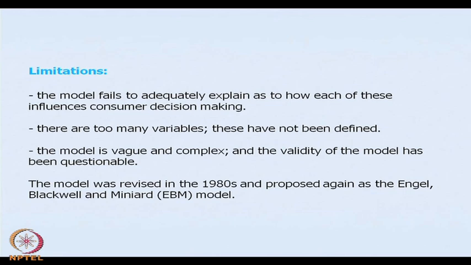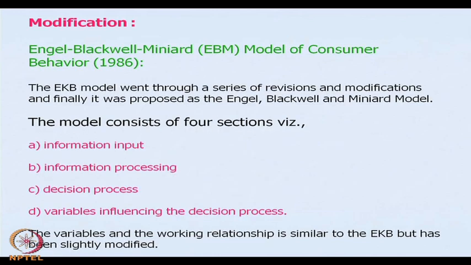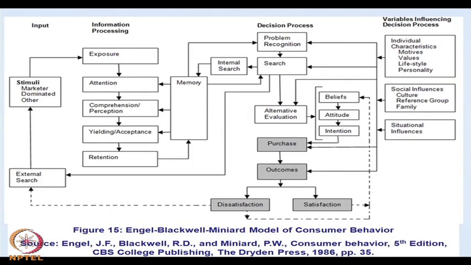It is debatable. The model was actually revised in the 1980s, and it was reintroduced as the EBM model in 1986. So let us see the model here. The model now comprises 4 sections, and the variables and the working relationships are similar, but it has been slightly modified. So if you look here, there are 4 variables, again similar to the EKB.